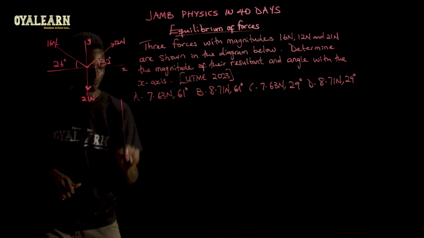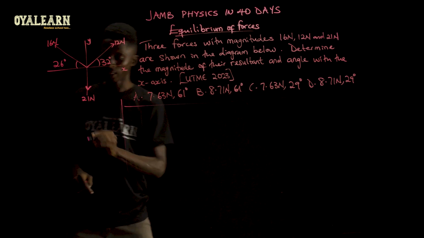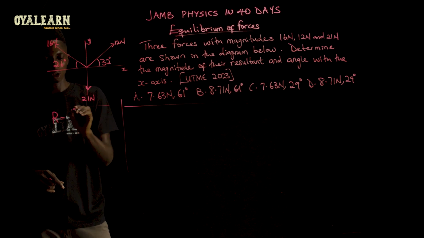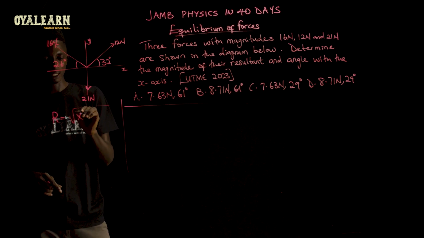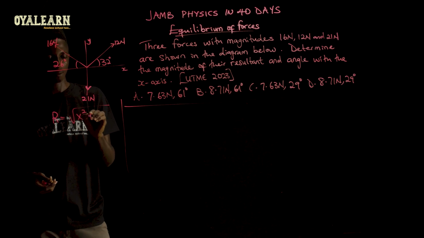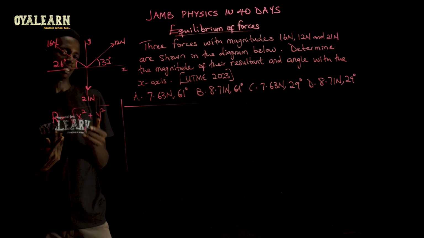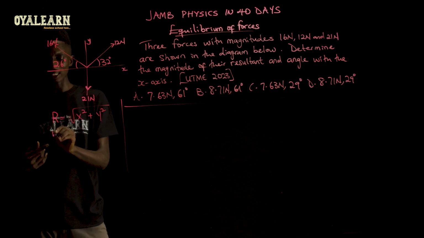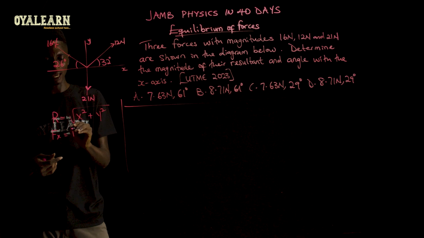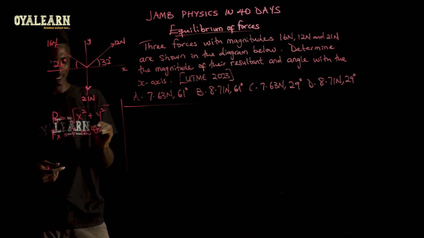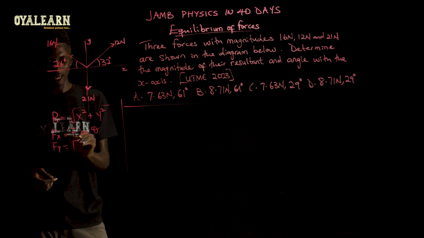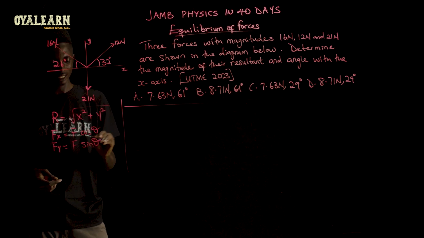So before we go on to show the solution here, let's take note. The resultant is actually the square root of the x component, that is f of x squared, plus the y component squared. This is how we get the resultant. And we know that f of x normally is supposed to be f cos theta, and then f of y is supposed to be f sine theta.